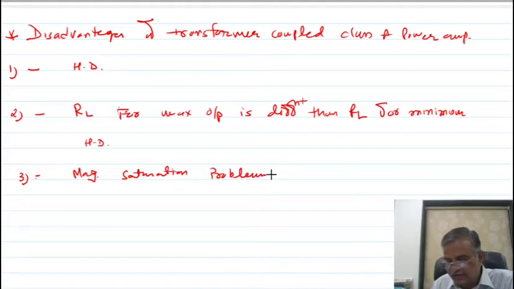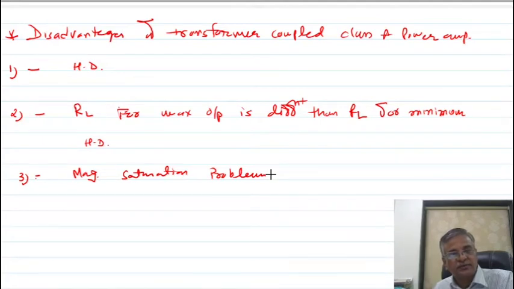Due to magnetic saturation in the primary of the transformer, the output is not an exact replica of the input. So you can say distorted output is developed across RL. If the Q point is at the middle point of the graph of B versus H, then we can get correct output.